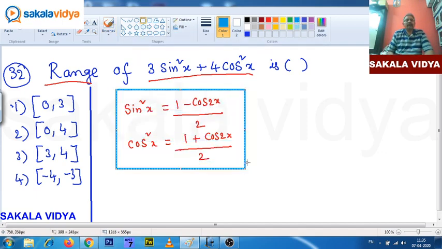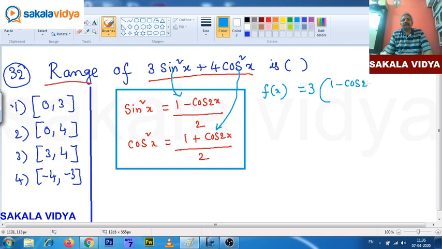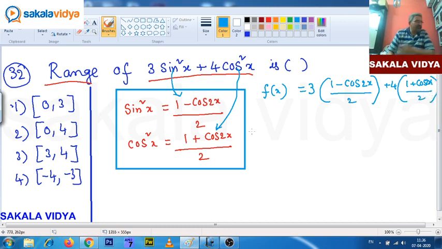So, we need to implement this plan. Let us implement it. Now here f of x is written as 3 times, in the place of sin square x you write this one, in the place of cos square x you write this one. So, 3 times (1 minus cos 2x) by 2 plus 4 times (1 plus cos 2x) by 2. Just carefully you need to do it.